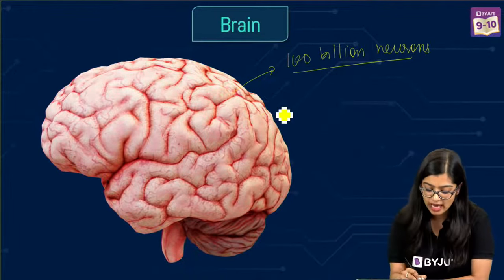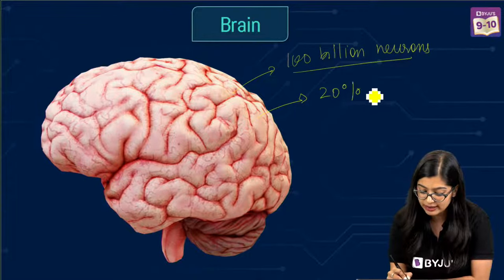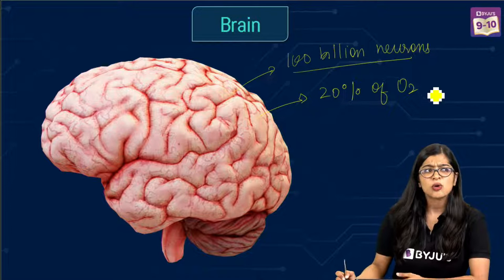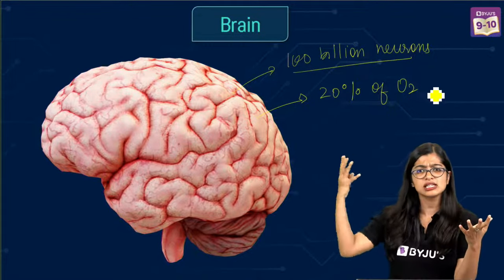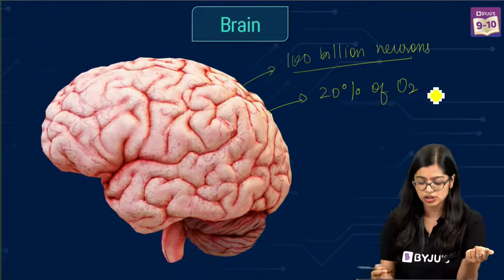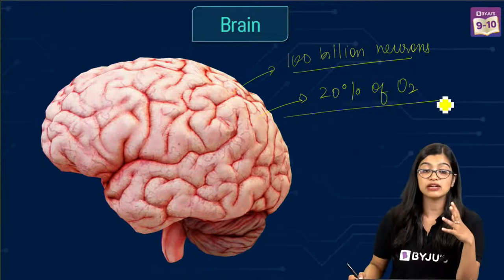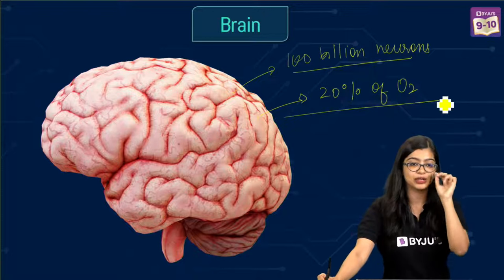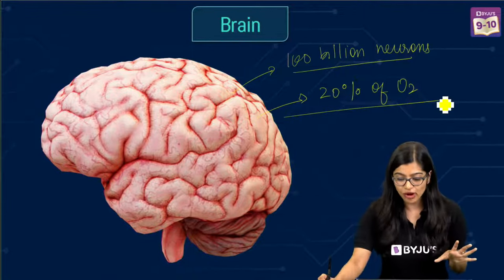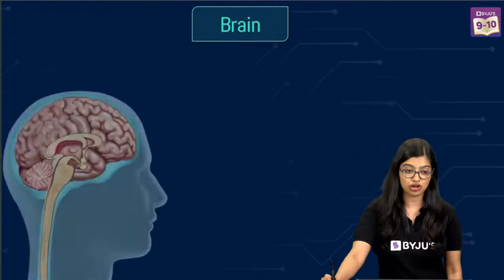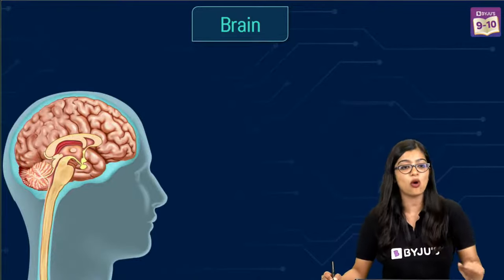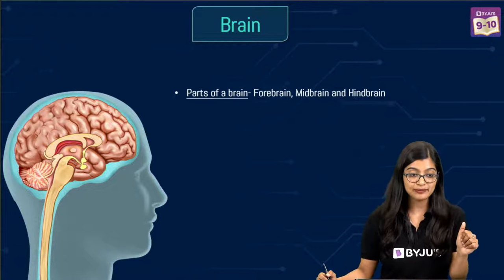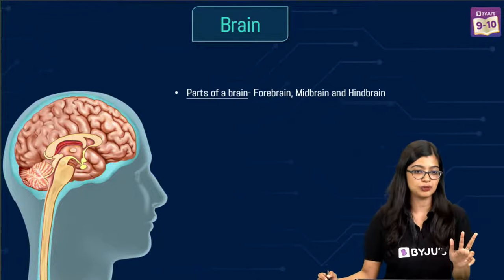And apart from this, our brain also utilizes 20% of the oxygen that we take in. Yes, because it requires it, right? It's processing so much information, so it needs that energy. Which is why almost, I would say even a little more, 20% of oxygen goes directly to the brain. Now, of course, we're quickly going to jump into the structure of the brain. And just like all of you were telling me, there are three parts to the brain: forebrain, midbrain, and hindbrain.